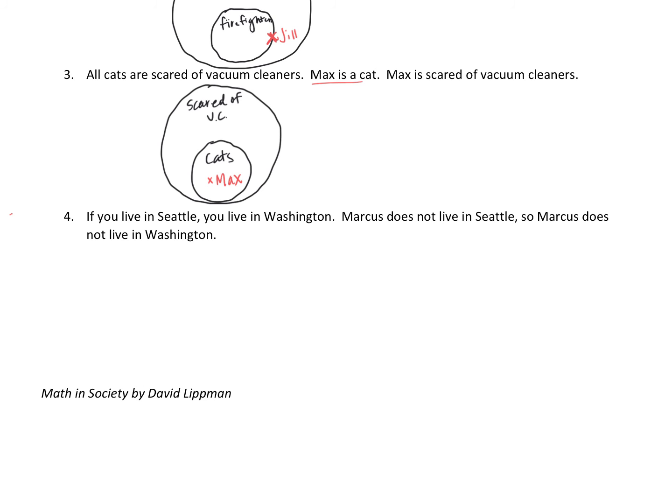Then you can say Max is scared of vacuum cleaners. Since there's only one way to draw this, Max is inside the cat circle, which is fully inside the scared of vacuum circle. This is a valid conclusion. All right, our last example.